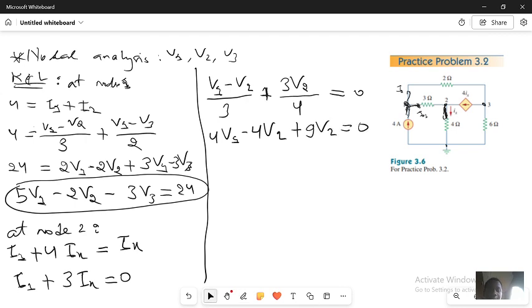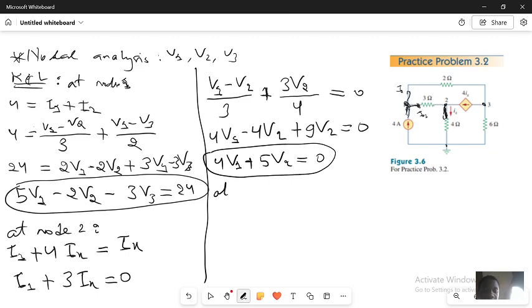Now, I will have 4V1 minus 4V2 plus 9V2, which is plus 5V2, equal 0. Now I found the second equation. Now I have to come to node 3.